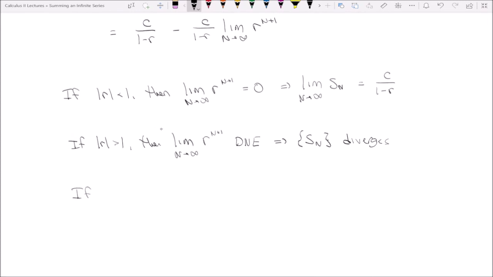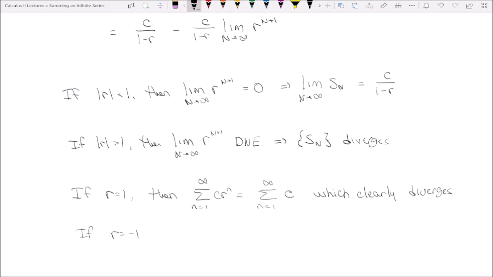Now, if r happens to be 1, then notice that we have this series. It's just c, right? Now this clearly diverges. If r happens to be negative 1, right, then we get negative 1 to the n times c. So it's going to alternate between plus and minus c. So this also clearly diverges.